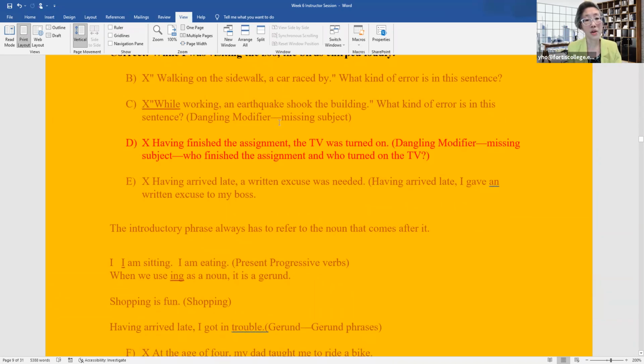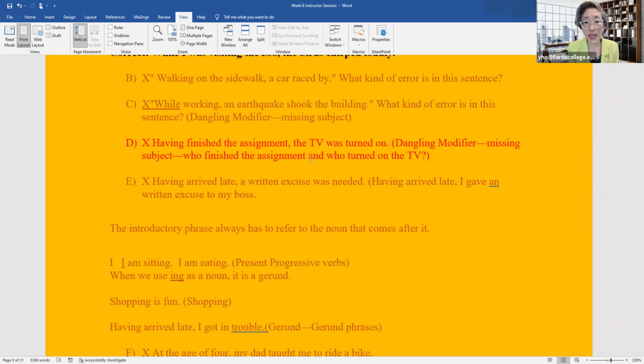Having finished the assignment. So here in the quiz, they're going to ask you, what kind of error is this sentence? Is this a dangling modifier or a misplaced modifier? It's a dangling modifier because it's missing a subject and the modifier is left dangling. That's one way to remember it. Having finished the assignment, the TV was turned on. And so did the TV finish its assignment? No, you finished your assignment. So the correct sentence was, after I finished my assignment, I turned on the TV. I is missing. So that's a dangling modifier.